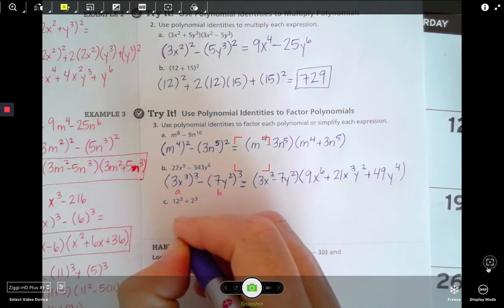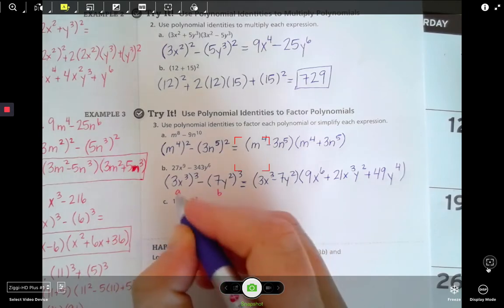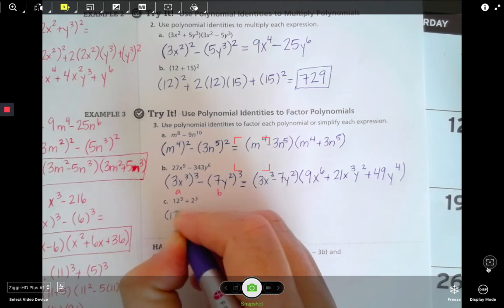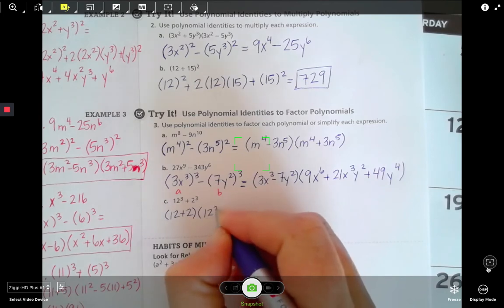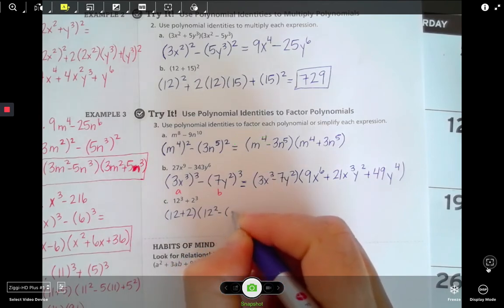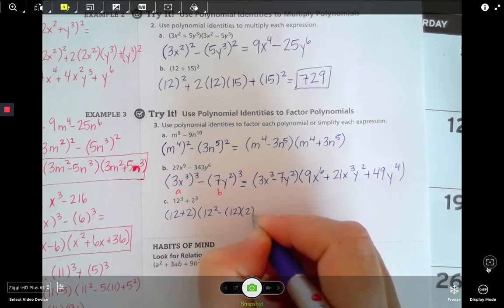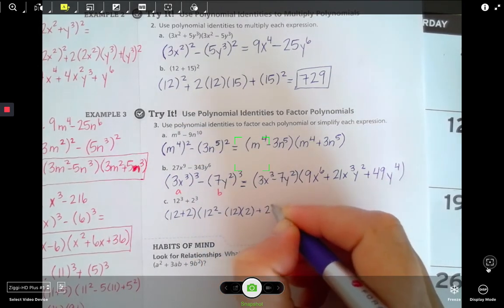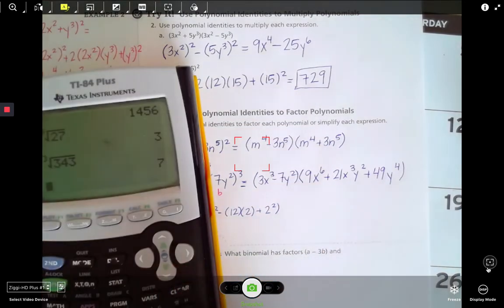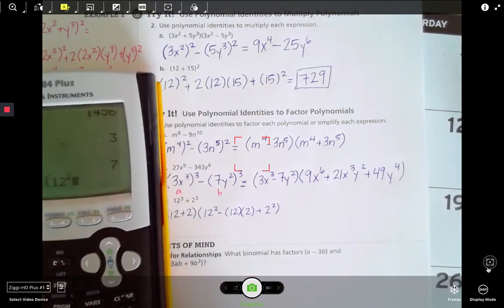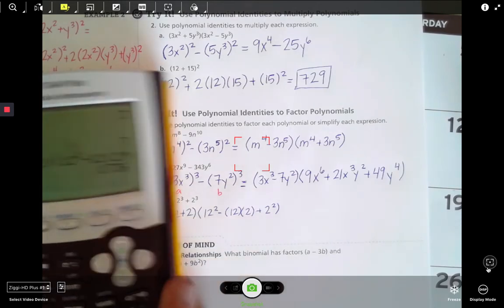Now for C. That's the sum of cubes. So I'm going to have 12 plus 2 times 12 squared minus 12 times 2 plus 2 squared. You get 1736.